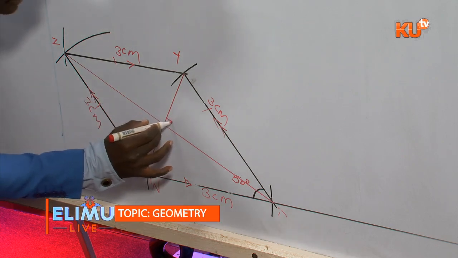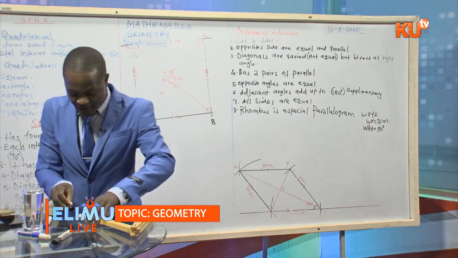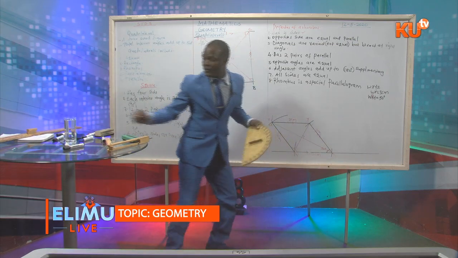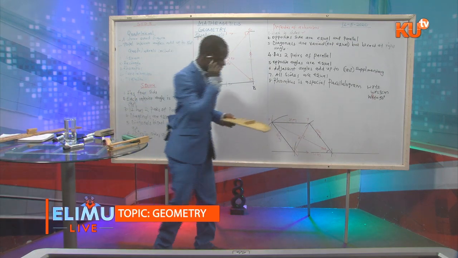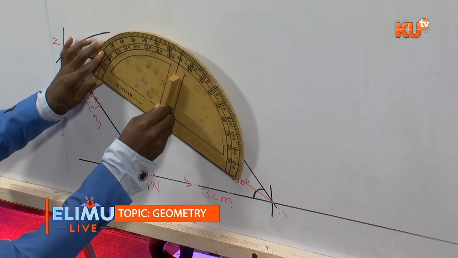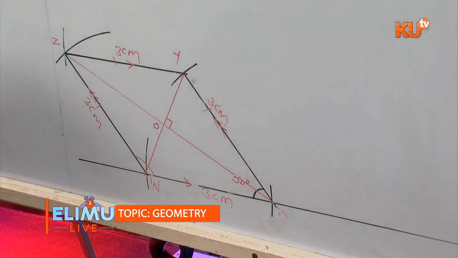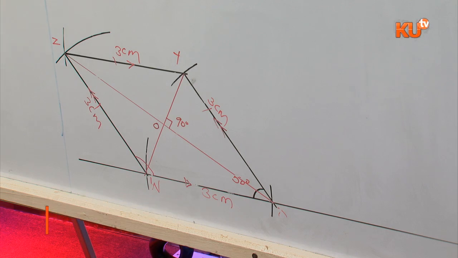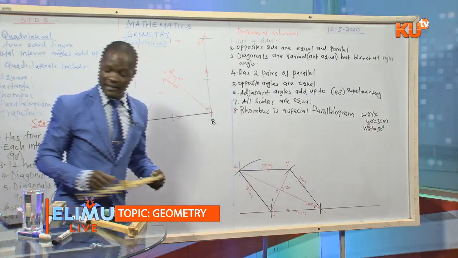But we also say that they bisect at 90 degrees. So we can also find out that. Just take your protractor and then you measure. Where the two diagonals meet, you can name it O. And then now we come here and measure. If you look at this, it is evident again that this is 90 degrees. So learners and viewers, all these properties that are written here, you can see that they are all true.